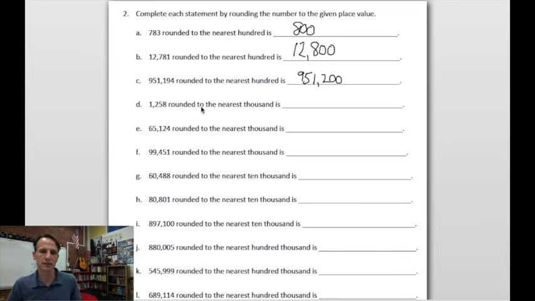All right, looking at D, E, and F, rounding to the nearest thousand. So here we have 1,000. 1,000 more is 2,000. Midpoint would be 1,500. This number, 1,258, would fall below the midpoint, so we'd round down to, you got it, 1,000. That's the closest 1,000. And we look at the next one.